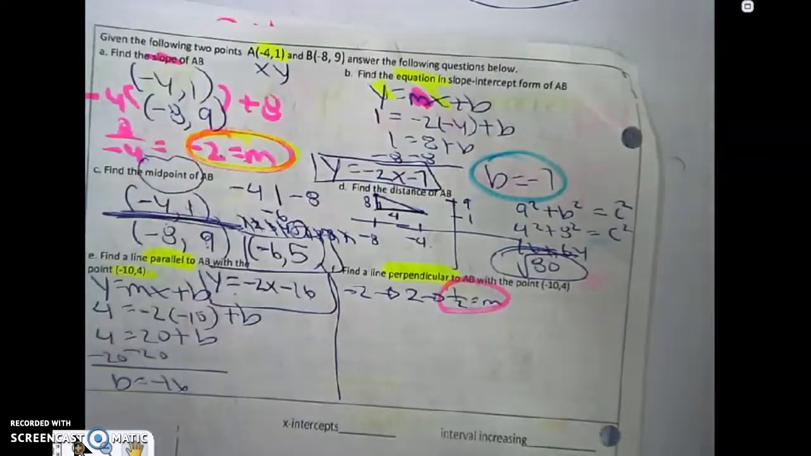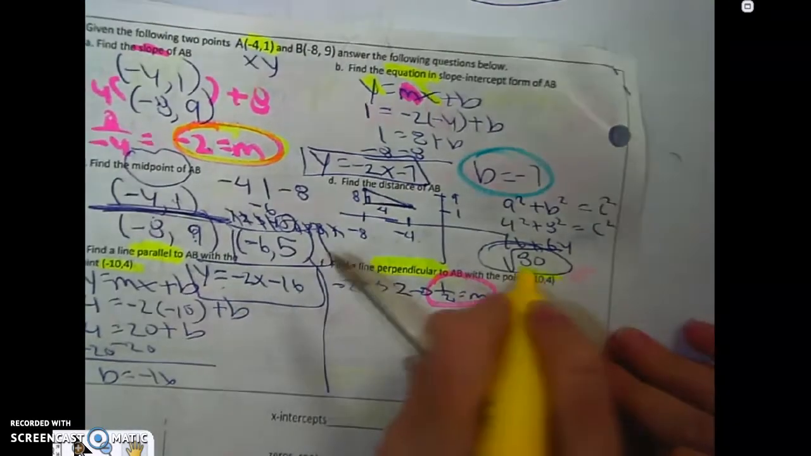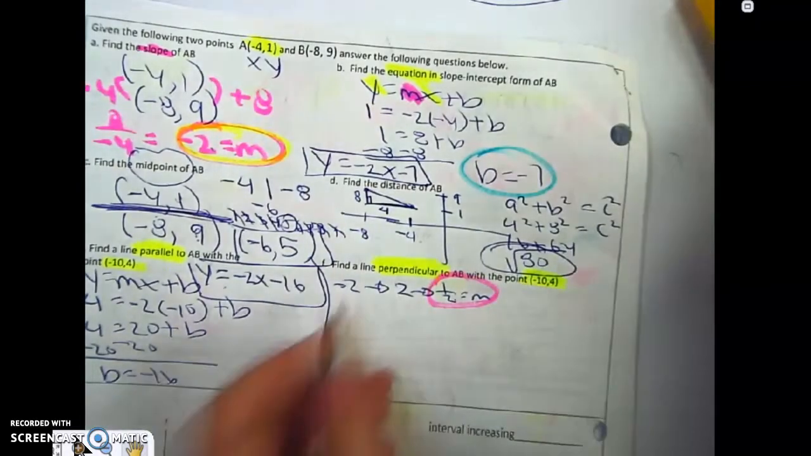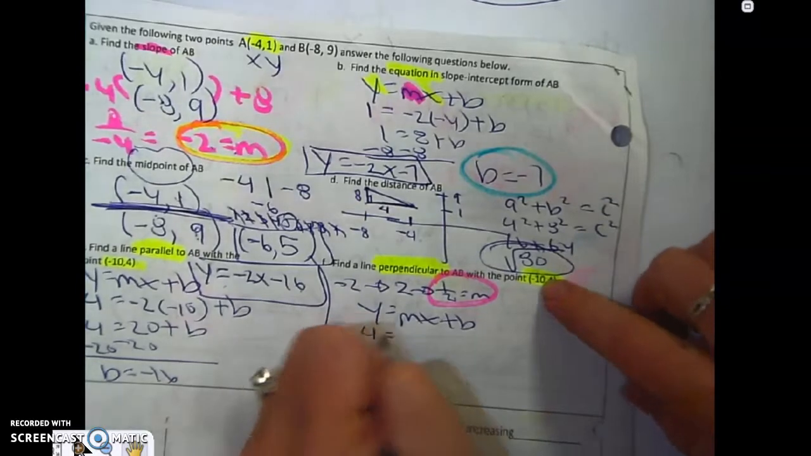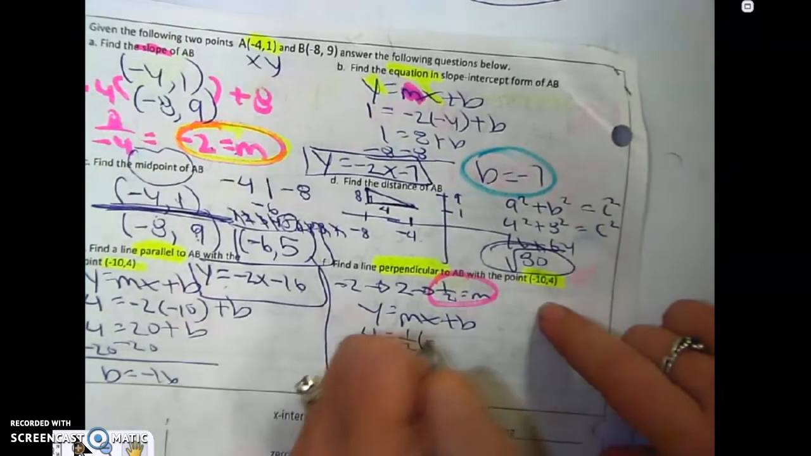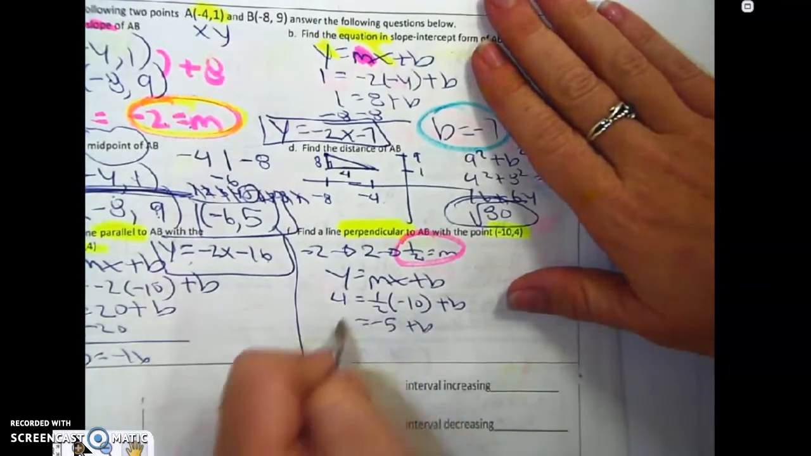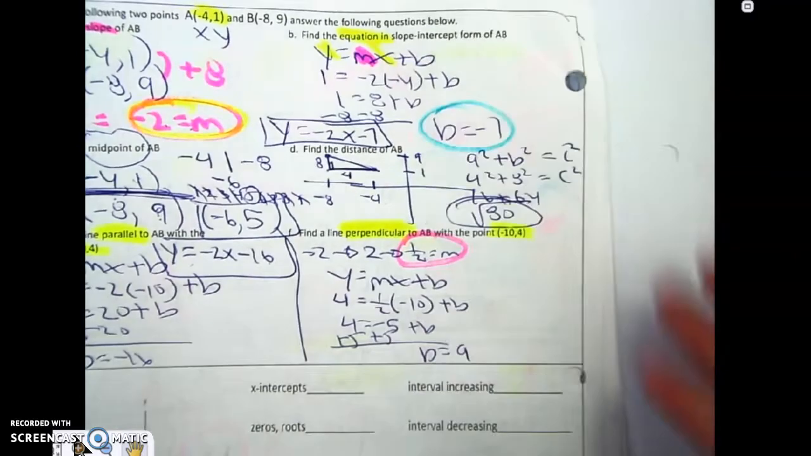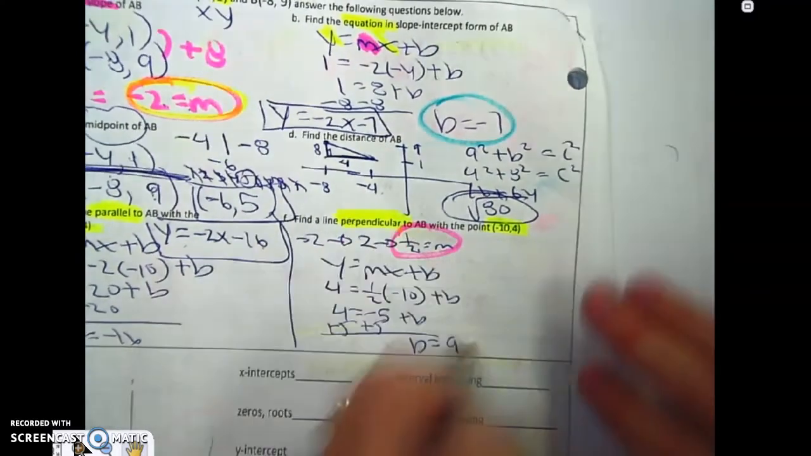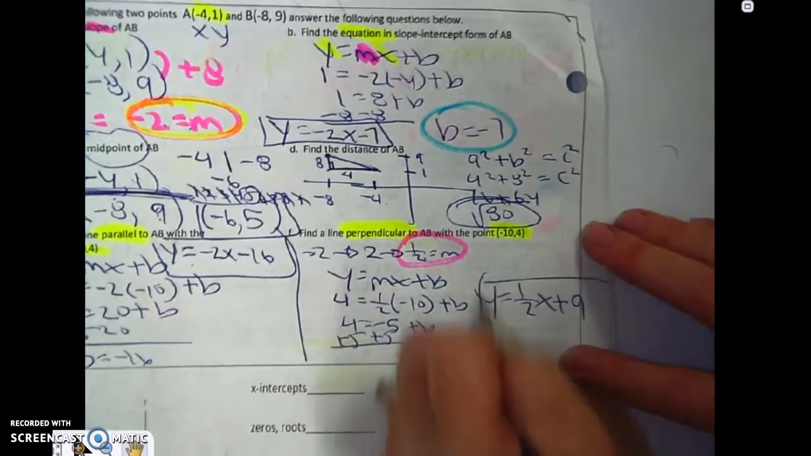All right, so now I take that, and I take the point, and I do the exact same thing I did for parallel. Y equals mx plus b. This goes in for y. This goes in for m. This goes in for x. Half of 10 is 5, 1 negative. Add 5, b equals 9. I got m. I got b. Y equals 1/2 x plus 9.